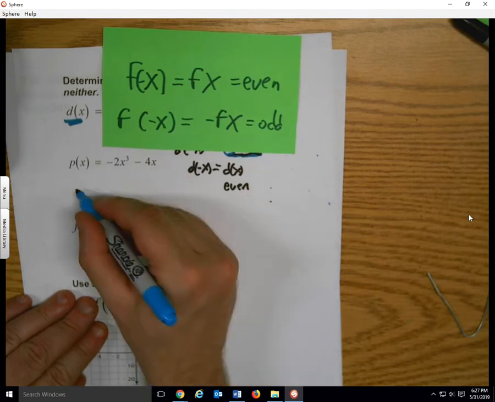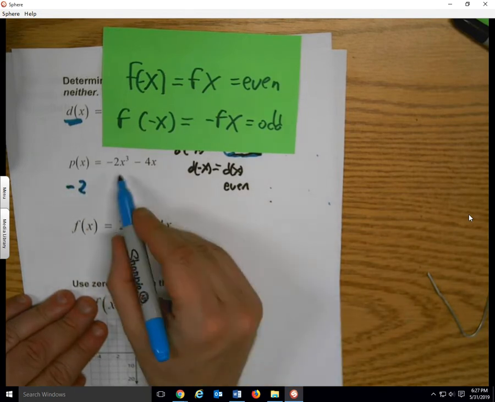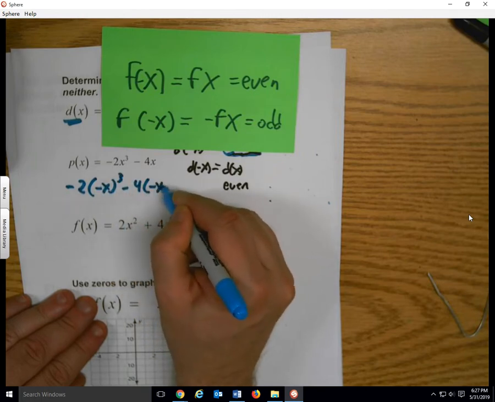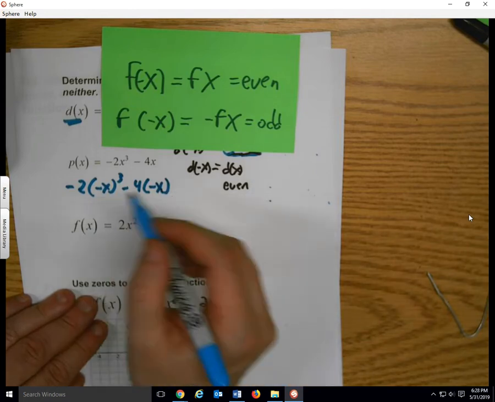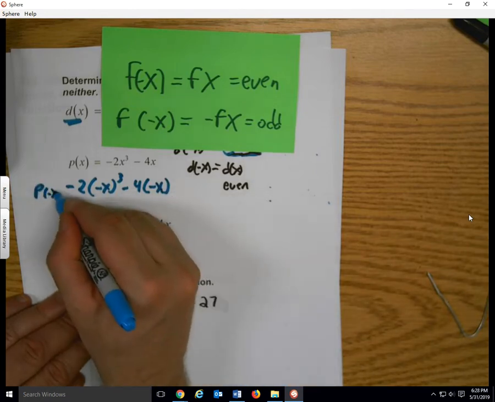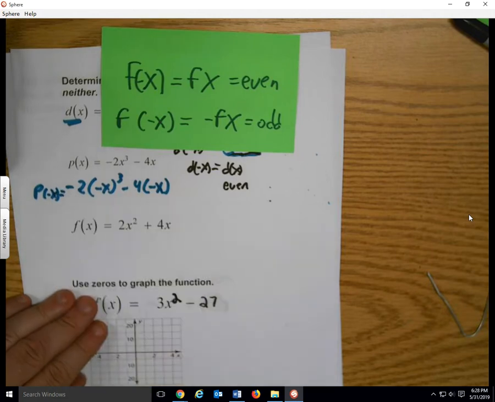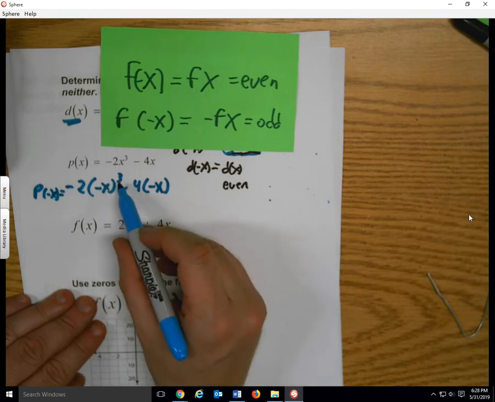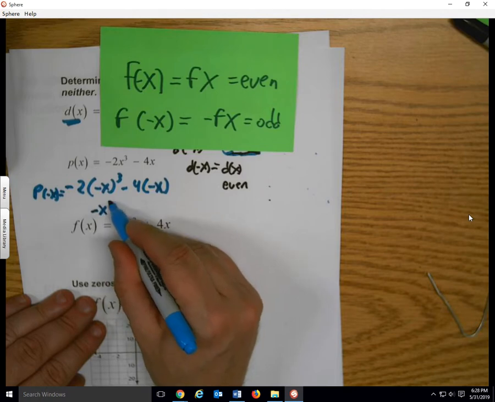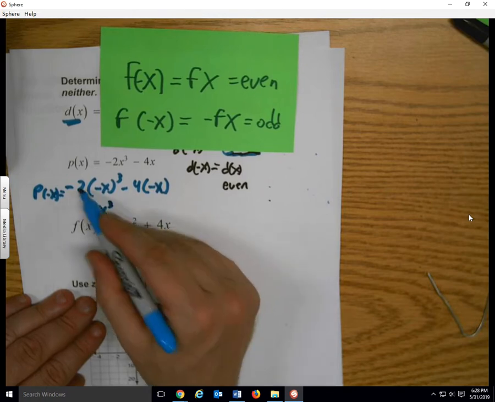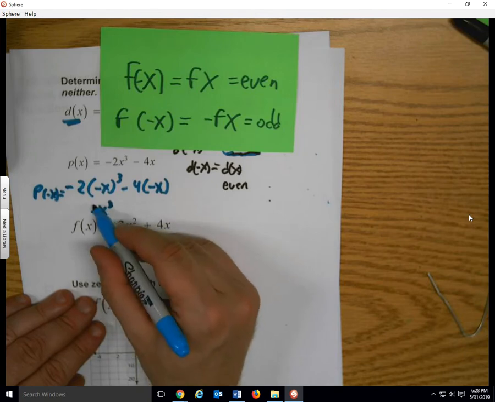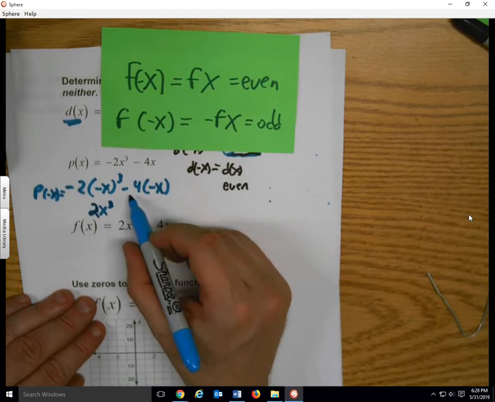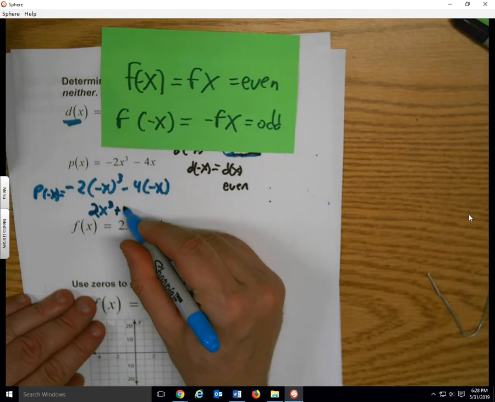Same thing. Negative 2, but instead of an x, we're putting a negative x cubed minus 4 negative x. And that would be a p of negative x equals. Okay, so let's do the same thing. We do the order of operations. So what's a negative x times a negative x times a negative x? It would be a negative x to the third. If we were to multiply that by a negative 2, a negative times a negative would be a positive 2x to the third. And then a negative 4 times a negative x would be a positive 4x.